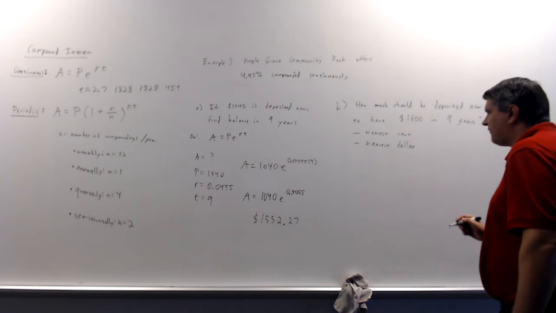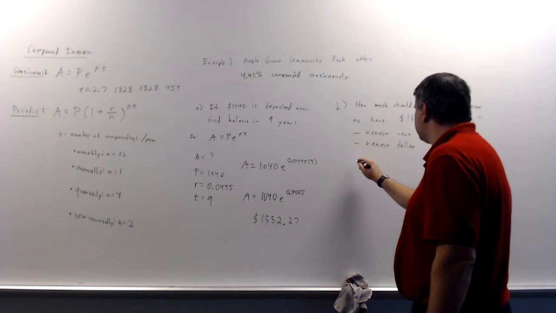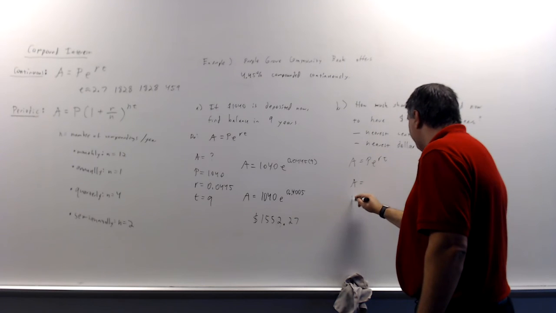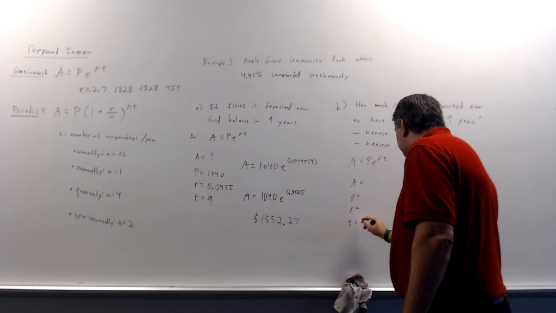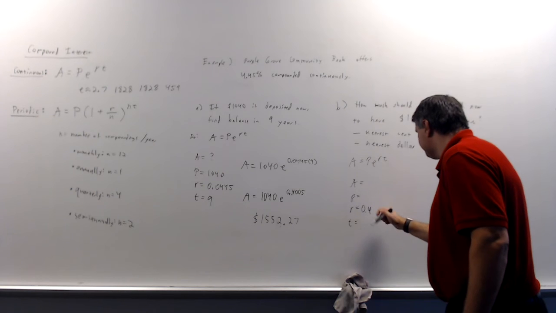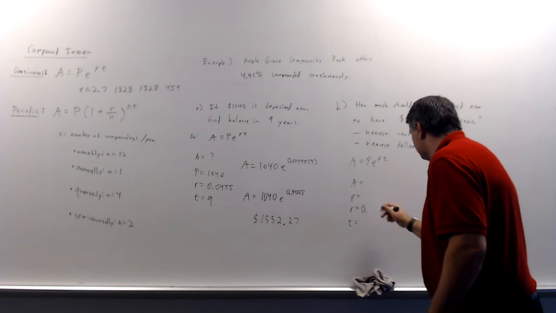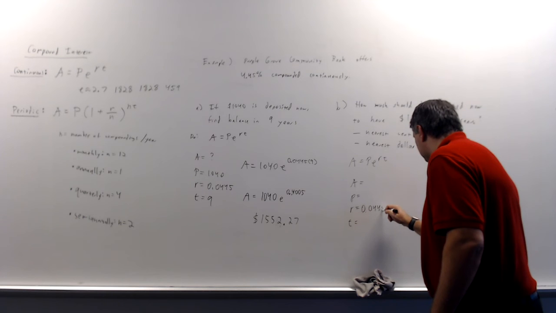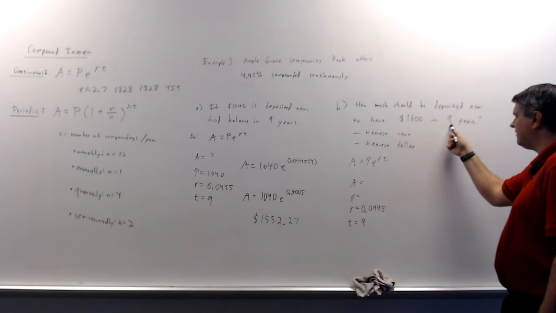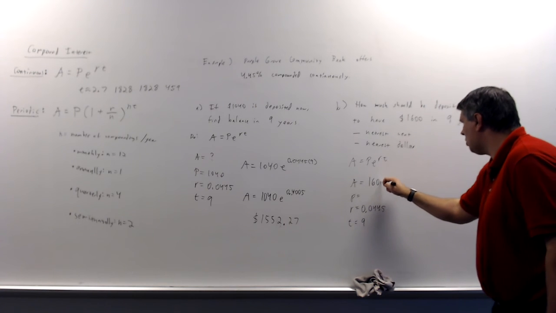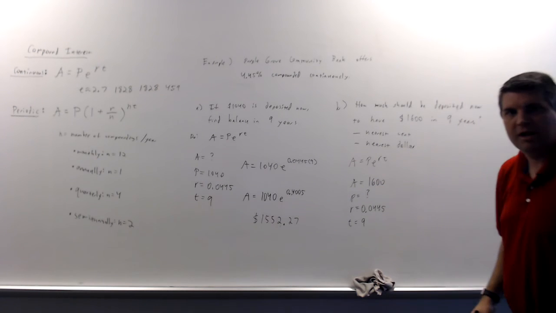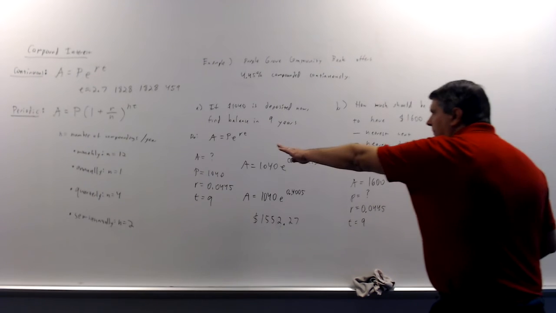Now for this one, it's still continuous. A equals P e to the rt power, where A equals, P equals, r equals, t equals. Well, the rate is still what it was before. t is 9. Now that 1600 is what we're hoping to have in 9 years. That is an accumulated value. We don't know what we're depositing, what we're starting with. As I said, determine what your values are before you start plugging things in.